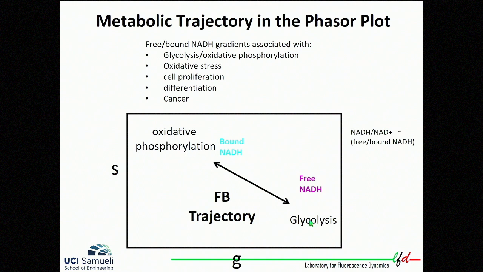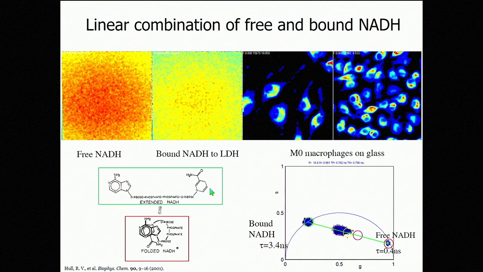And this is due to the fact that when NADH in the cells is free, the conformation of this fluorophore is actually in a closed state. So the fluorescence lifetime of this particular molecule is actually pretty short. As you can see here, the lifetime is about 0.4 nanoseconds. And if you add LDH, or a binding protein, this conformation opens up and the lifetime becomes longer. And here you could see the lifetime extends to 3.4 nanoseconds.